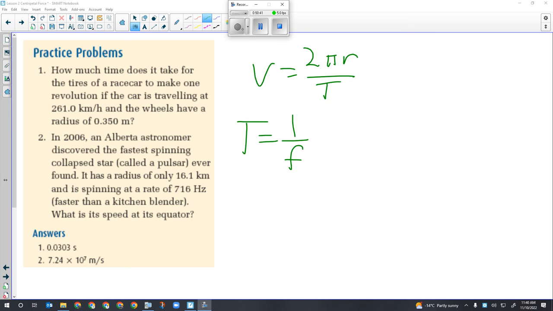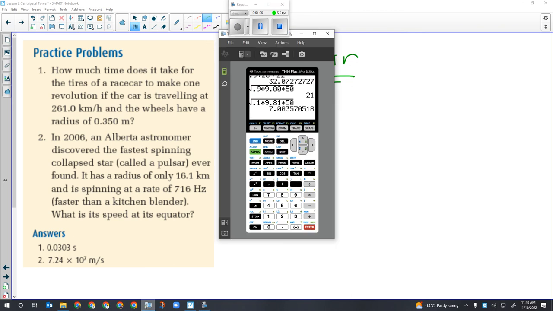Okay, so on our first one here, look for how much time it takes for the tires of a race car to make one revolution. What do we call the time it takes for one revolution? Period. Cycle. Yes, the time for one cycle is the period. Okay, so we know it's going 261 kilometers per hour. What do we want to probably convert that to? Meters per second. So we'll divide that by 3.6 to start off with.